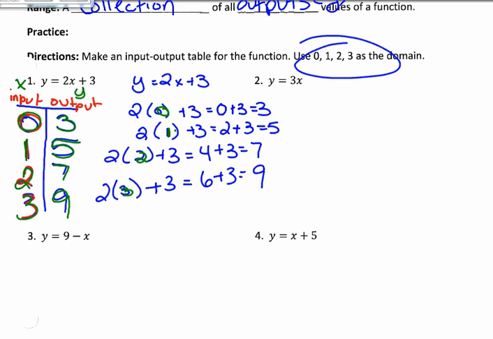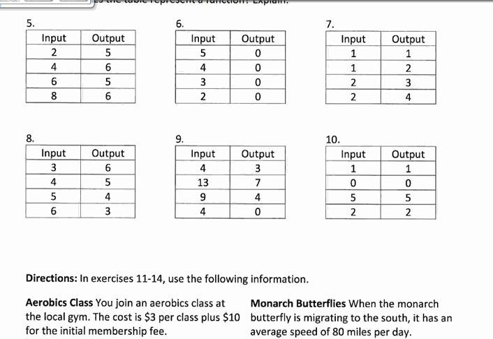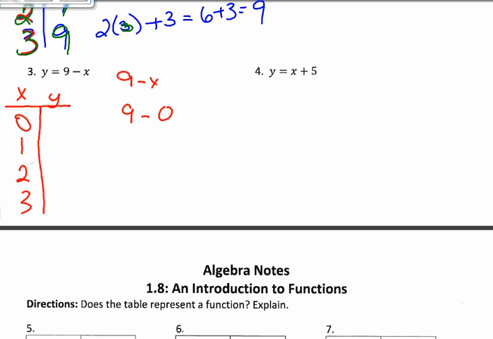Okay, let's try another one here. Scoot down so I have some more room. Let's do number 3. We're going to make an input-output table. You could write input-output on the top, but I'm going to stick with x and y. I kind of like that better. Again, we're going to use 0, 1, 2, and 3 because that's what it asks us to. Our equation is 9 minus x. Everywhere there's an x, we're going to put in our number. Our first one is 9 minus 0, which gives us 9.